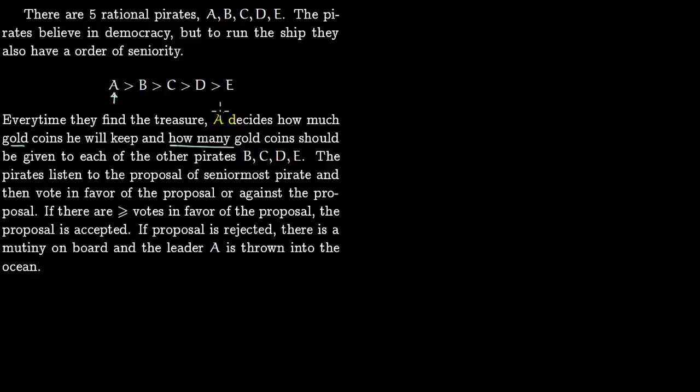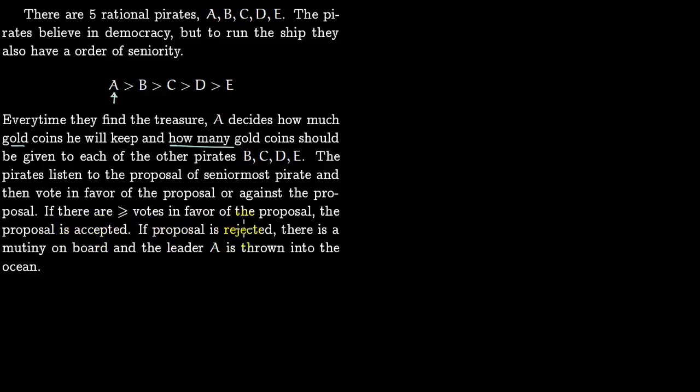So A is a really greedy pirate. All of the pirates are greedy, and A wants to maximize the number of gold coins he keeps. Once he comes up with the proposal, he puts it in front of the crew. The pirates listen to the proposal of the senior most pirate, in this case A, and then vote in favor of or against the proposal. If there is a tie or there are more votes in favor of the proposal, then the proposal is accepted.